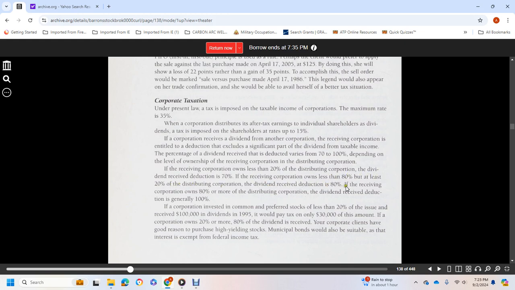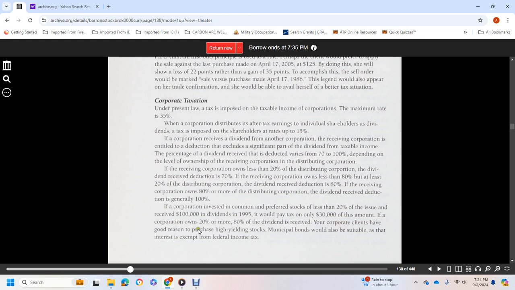The dividends received deduction is 80% if the receiving corporation owns 80% or more of the distributing corporation, and generally 100% in that case. A corporation that invested in common and preferred stock with less than 20% ownership and received a $100,000 dividend in 1995 would pay taxes on only $30,000 of this amount. If the corporation owns 20% or more, 80% of the dividends received is deductible.